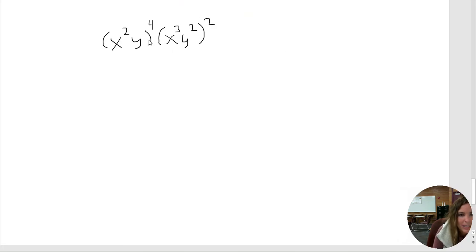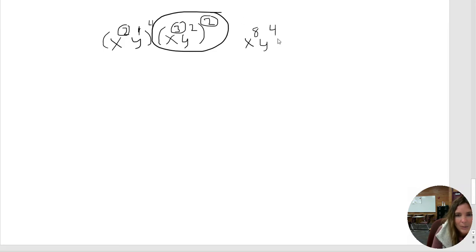Okay, so for this one, this 4 needs to distribute to this 2, and then the exponent for this y is a 1. So x to the 2nd to the 4th is x to the 8th, and then y to the 1st to the 4th is y to the 4th. Okay, now we're going to take care of this one right here. So x to the 3rd raised to the 2nd is going to be x to the 6th, and then y to the 2nd raised to the 2nd is going to be y to the 4th.